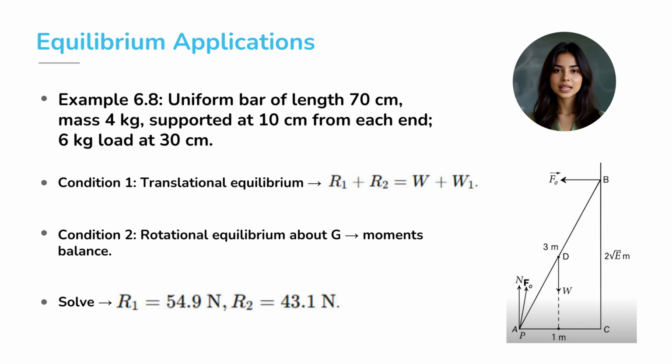Second, consider a ladder 3 meters long, mass 20 kilograms, resting against a smooth wall with its base 1 meter from the wall. Forces acting are weight at its midpoint, normal reaction from the wall, vertical reaction and friction at the base. By writing force equations in horizontal and vertical directions and a torque equation about the base, we can solve for all reactions. This shows equilibrium requires both force balance and torque balance working together.